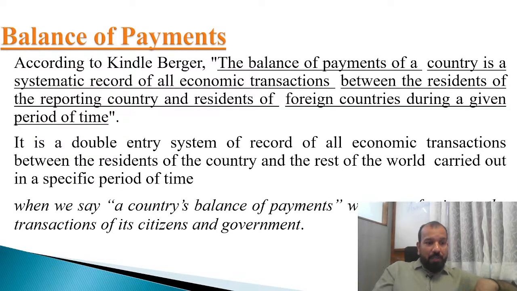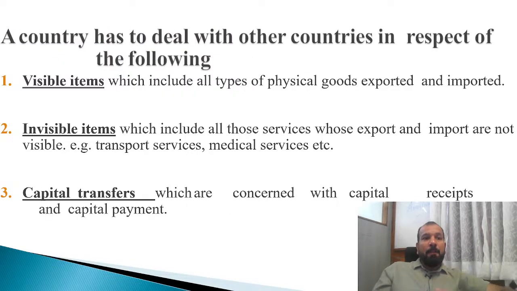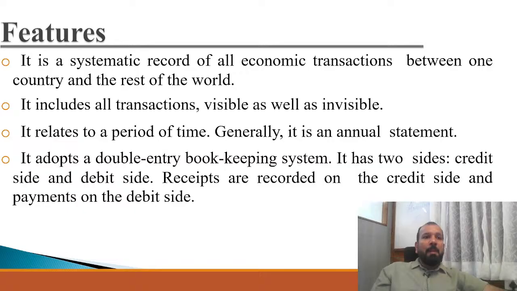Clear? So whatever transactions are happening between these two economies, we include those in the BOP account. All the visible items, all exports and imports, all the services, transport services, airlines, medical, tourism, all this comes in, and capital transfers, whatever money we are taking, whatever money we are giving, all of it comes under the balance of payment account. So it is a systematic record of all the economic transactions between one country and the rest of the world, relating to a period of time.